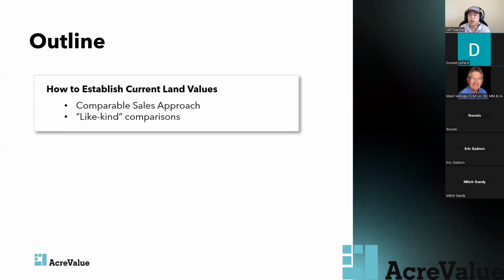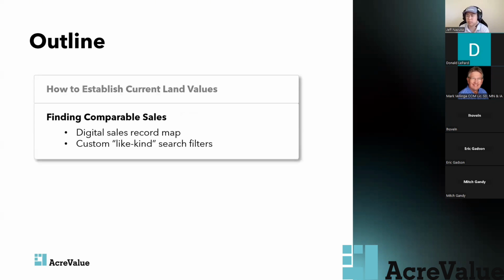We'll talk about the comparable sales approach using what's called like-kind comparisons to be able to determine what the land value is. Afterwards, we'll talk about some ways to find comparable sales, making it easy by finding sales on a map, for example, and doing filters and searches to make sure that you're looking for relevant records.